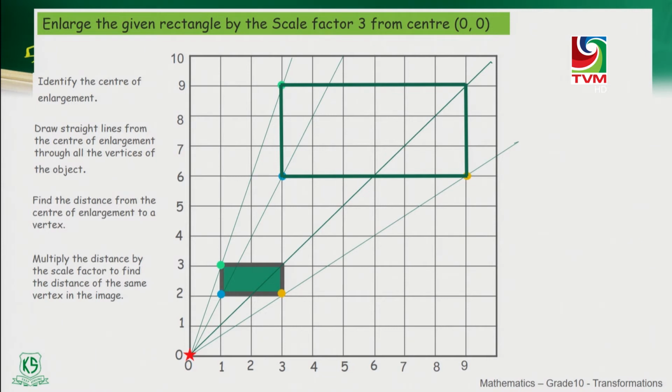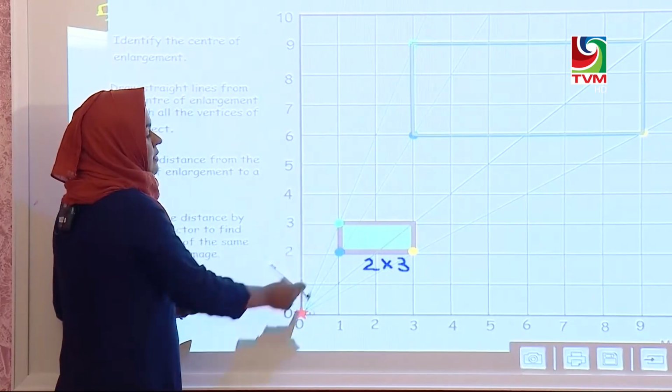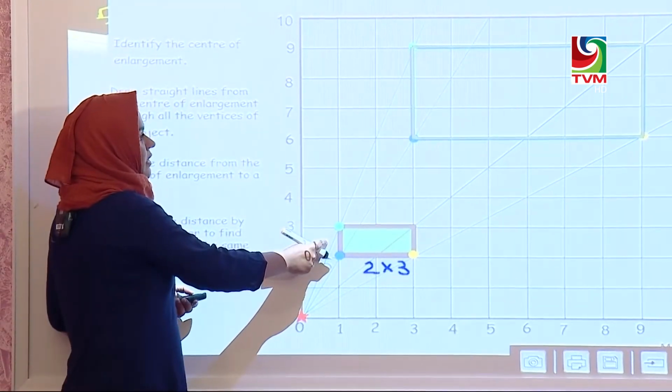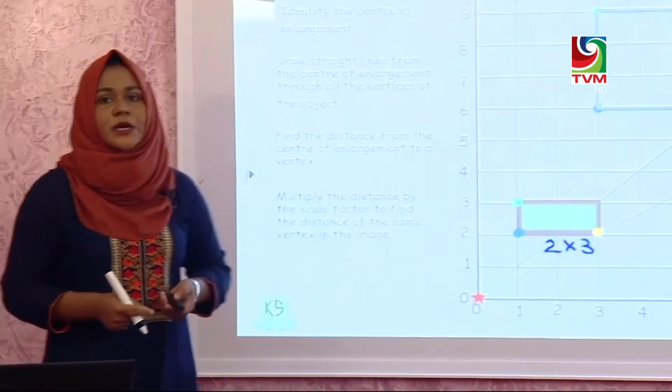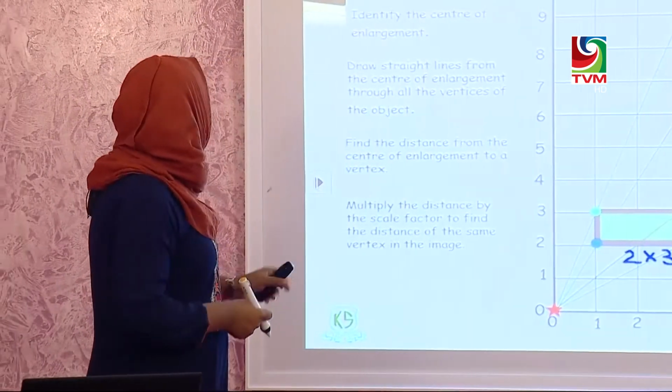Likewise, this length on the object, we have 1 square. Now if we are enlarging this side 3 times bigger, 1 multiplied by 3 is 3. As you can see, we have 3 squares in the enlargement. So this is the enlargement by scale factor 3.